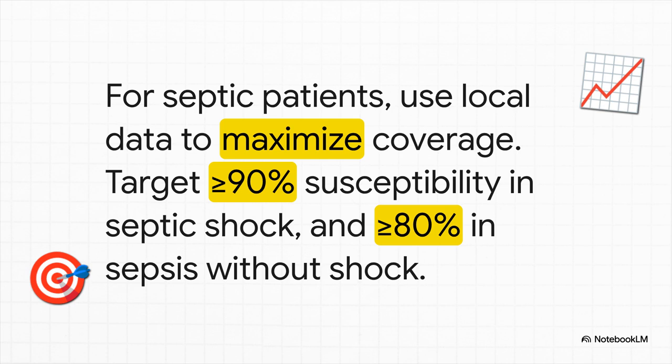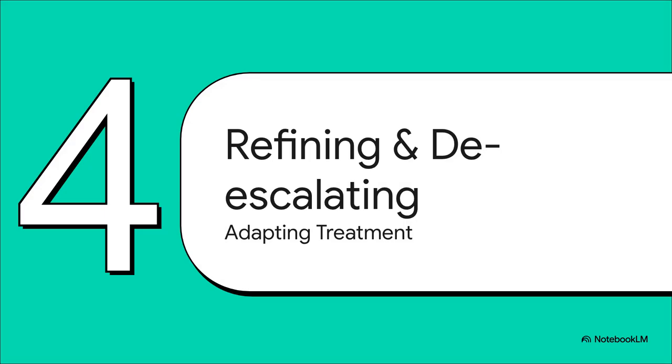For a patient in septic shock, you need to choose an agent with at least 90% susceptibility. For sepsis without shock, the target is at least 80%. This data-driven approach really maximizes your chances of getting the initial therapy right. Okay, so your empiric therapy is started.